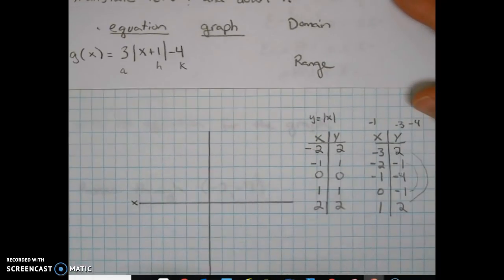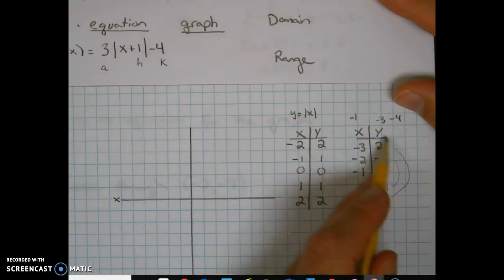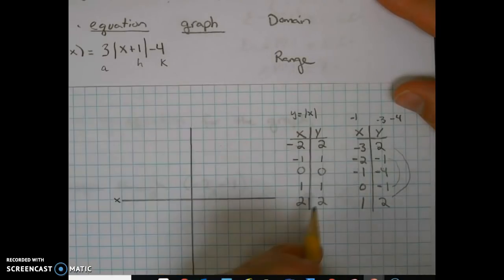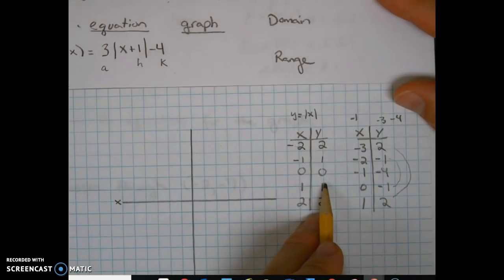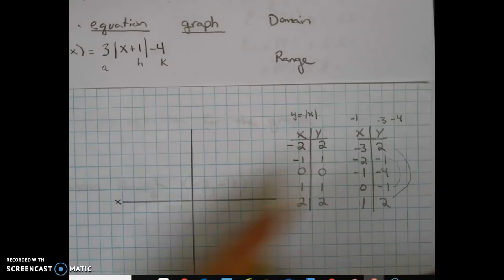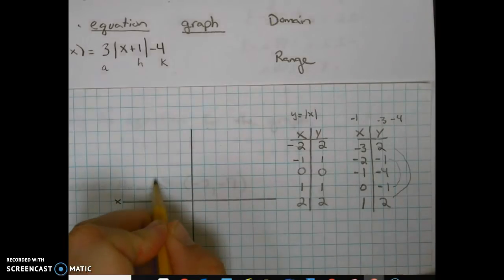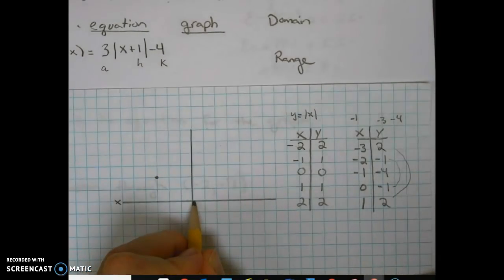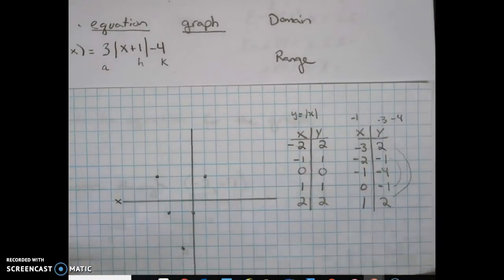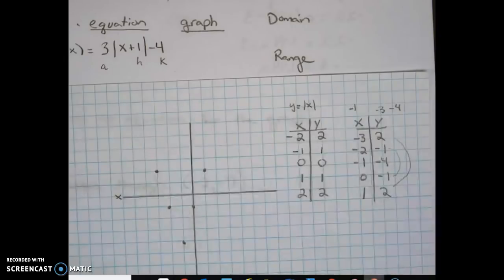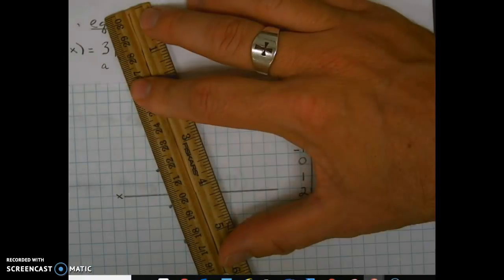Alright, so this is our transform table. So we can just plot these points. You're welcome to plot the parent if you like. -3, +2. -2, -1. -1, -4, and so on. Okay. Get my ruler out here.